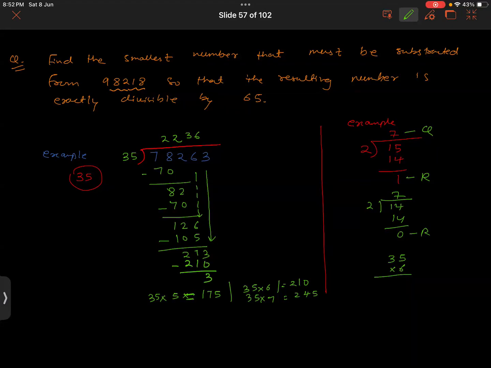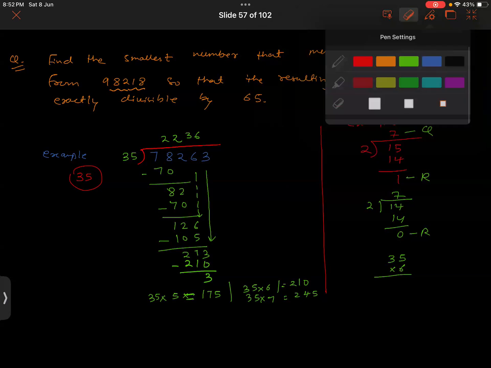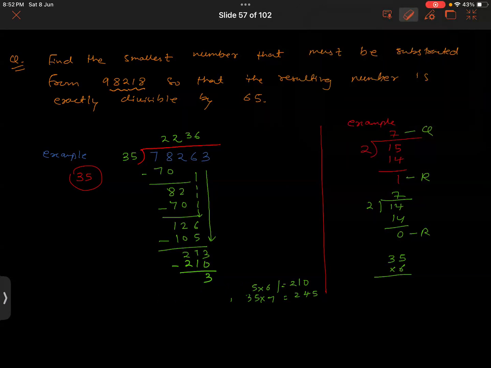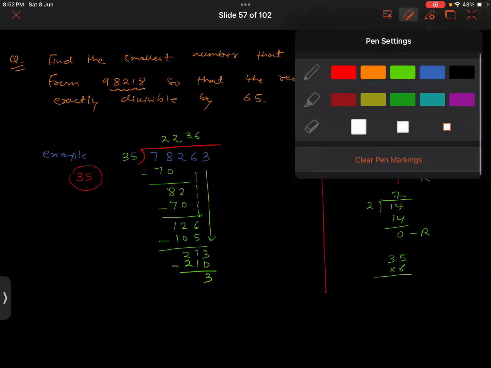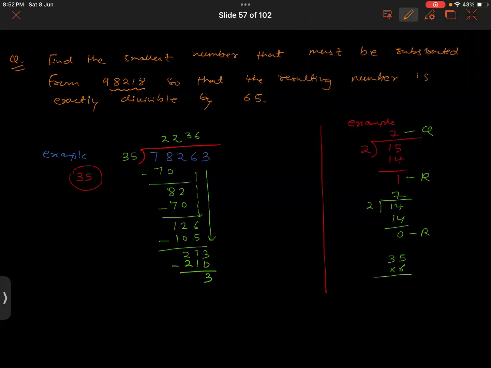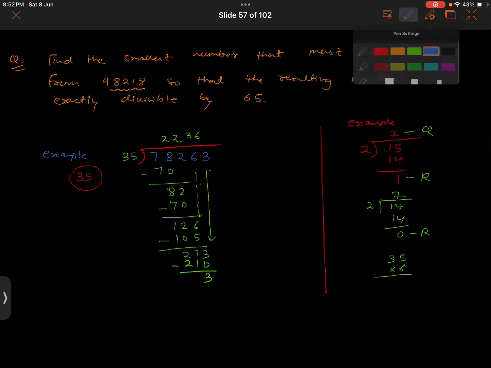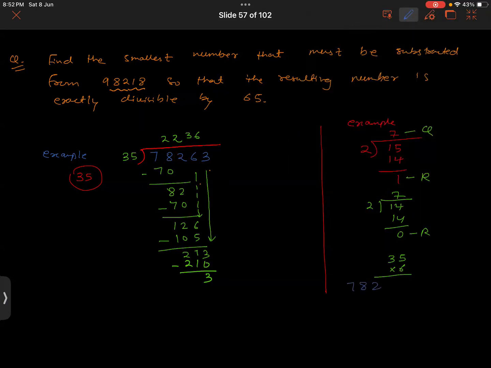So now here it's not divisible exactly. If the remainder is not 0, if it is a number other than 0, then the number is not divisible. So then you need to simply subtract 3 from the dividend. Say that we have subtracted: 78,263 minus 3. The answer is 78,260. Now you can verify it also.